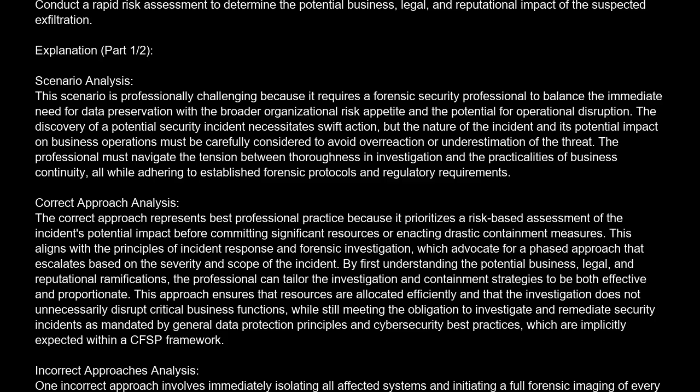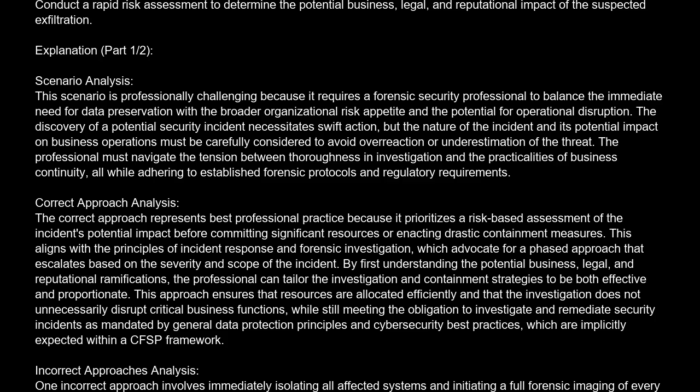Correct approach analysis. The correct approach represents best professional practice because it prioritizes a risk-based assessment of the incident's potential impact before committing significant resources or enacting drastic containment measures. This aligns with the principles of incident response and forensic investigation, which advocate for a phased approach that escalates based on the severity and scope of the incident. By first understanding the potential business, legal, and reputational ramifications, the professional can tailor the investigation and containment strategies to be both effective and proportionate.